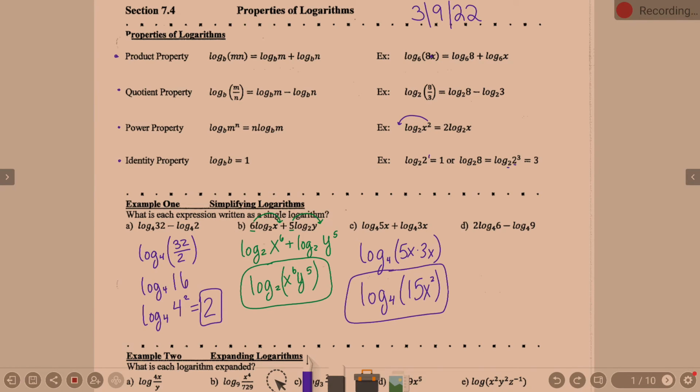I say Math Excel wants you to go one step farther. I don't want you to stop and leave it as log of 5x times 3x. I want you to acknowledge that, oh, hey, I know 5x times 3x is 15x to the second.